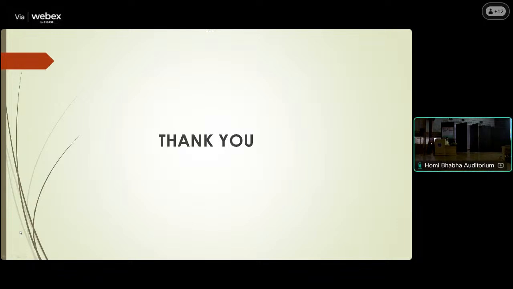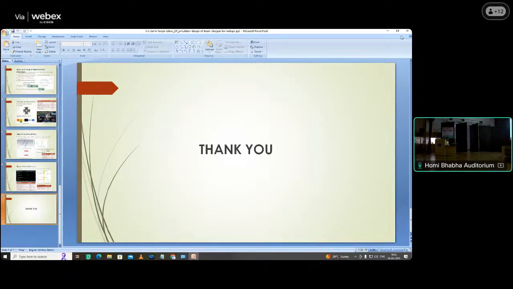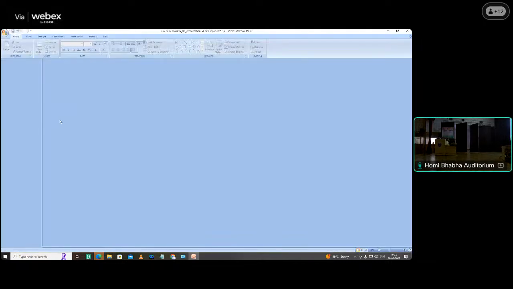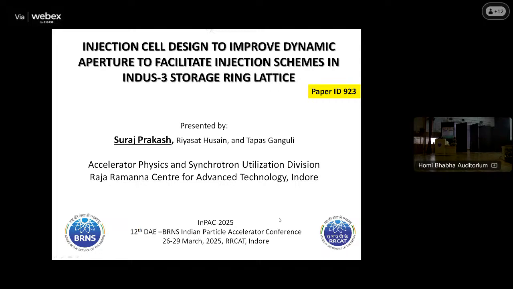Designed to improve dynamic aperture injection scheme in industry storage ring lattice. Hi Suraj ji, listen carefully. Arrow up down and this point in the middle.